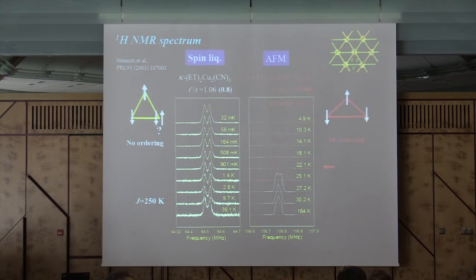Okay, this is the magnetism, NMR spectra of two Mott insulators. One is the triangular lattice Mott insulator. The other one is the anisotropic triangular lattice Mott insulator, where the triangular lattice is deformed toward a square lattice. In the first material, there is no appreciable change in NMR spectra down to 32 millikelvin. The J is 250 kelvin in this material, so there is no spin ordering. So we think that this material hosts a spin liquid. However, the deformed triangular lattice shows a clear change in NMR spectra below 25 kelvin. This is very clear evidence of the generation of an internal field, namely magnetic ordering.